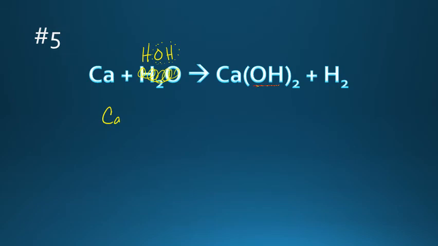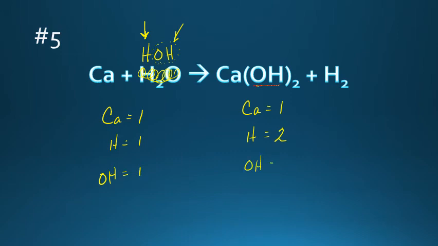So here we have calcium, we have 1. Hydrogen, we have 1 because that's a hydrogen. And then hydroxide, we have 1 because there's the 1 hydroxide. Calcium on this side, we have 1. Hydrogen is 2, and hydroxide is 2. So how am I going to get 2 hydrogens on the reactant side? I'm going to put a big 2 there. So that gives me 2 hydrogens and 2 hydroxides. We're done.